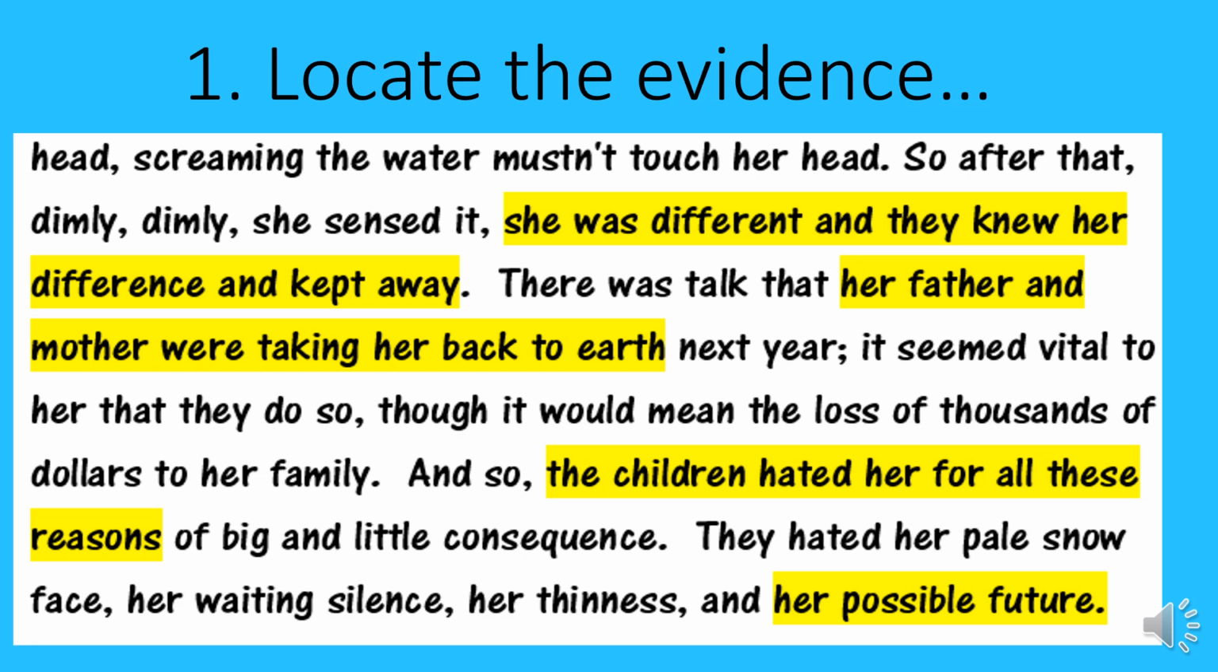And I remember that it says she was different and they knew her difference and they kept away, and her father and mother were taking her back to Earth next year. And so the children hated her for all these reasons, and they hated her possible future. Okay, I remember this happening, and I know that this will back up what I want to say, because I want to say that they didn't like her because she was different and they were jealous of her possible future.